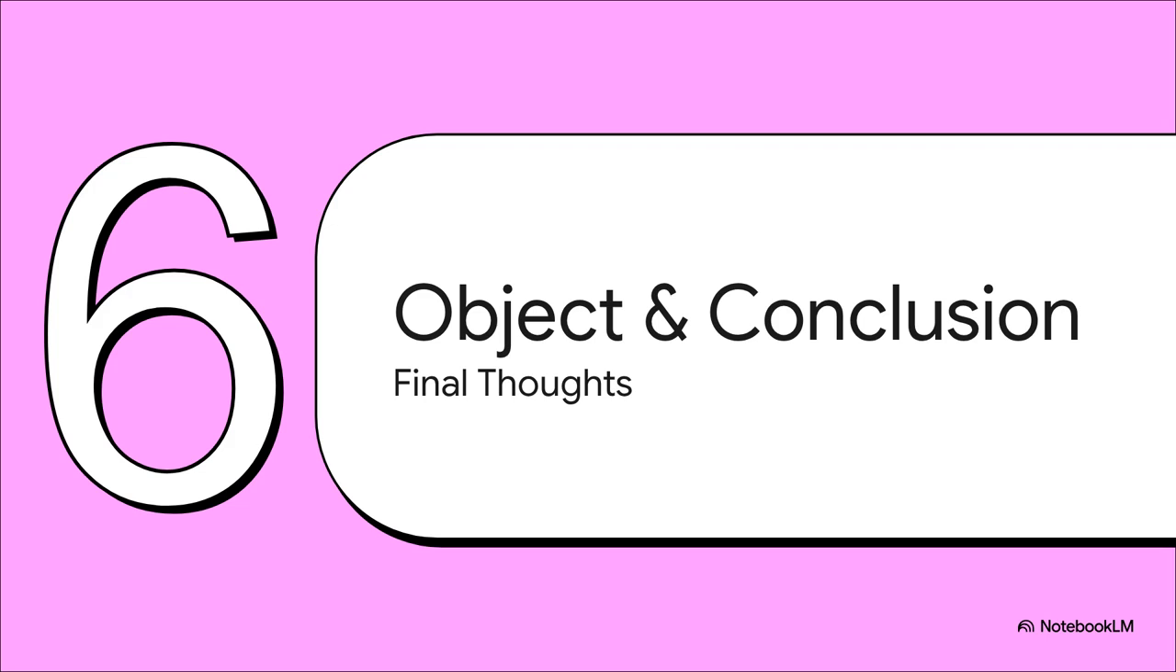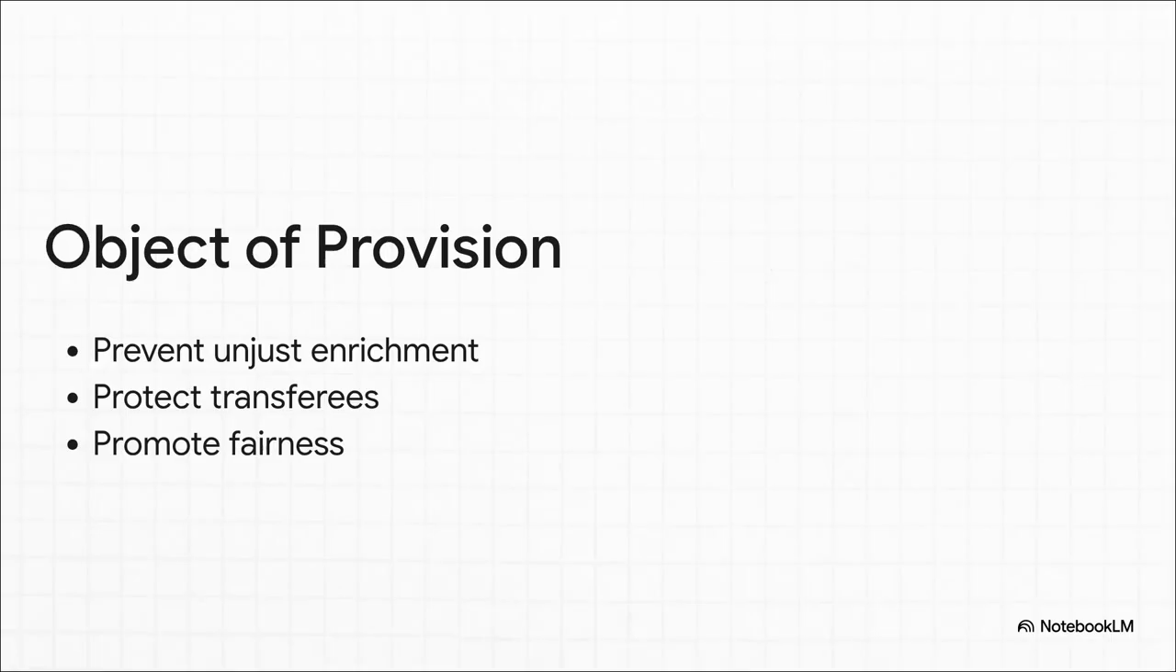Finally, Heading 6. Object, Limitations, and Conclusion. This signals the final part of a perfect exam script. Object of the provision: prevents unjust enrichment of the true owner, protects honest transferees, promotes fairness. Now, when you write your answer, you must lecture the examiner on the fact that mentioning unjust enrichment shows your grasp of the equitable principles behind the bare act.